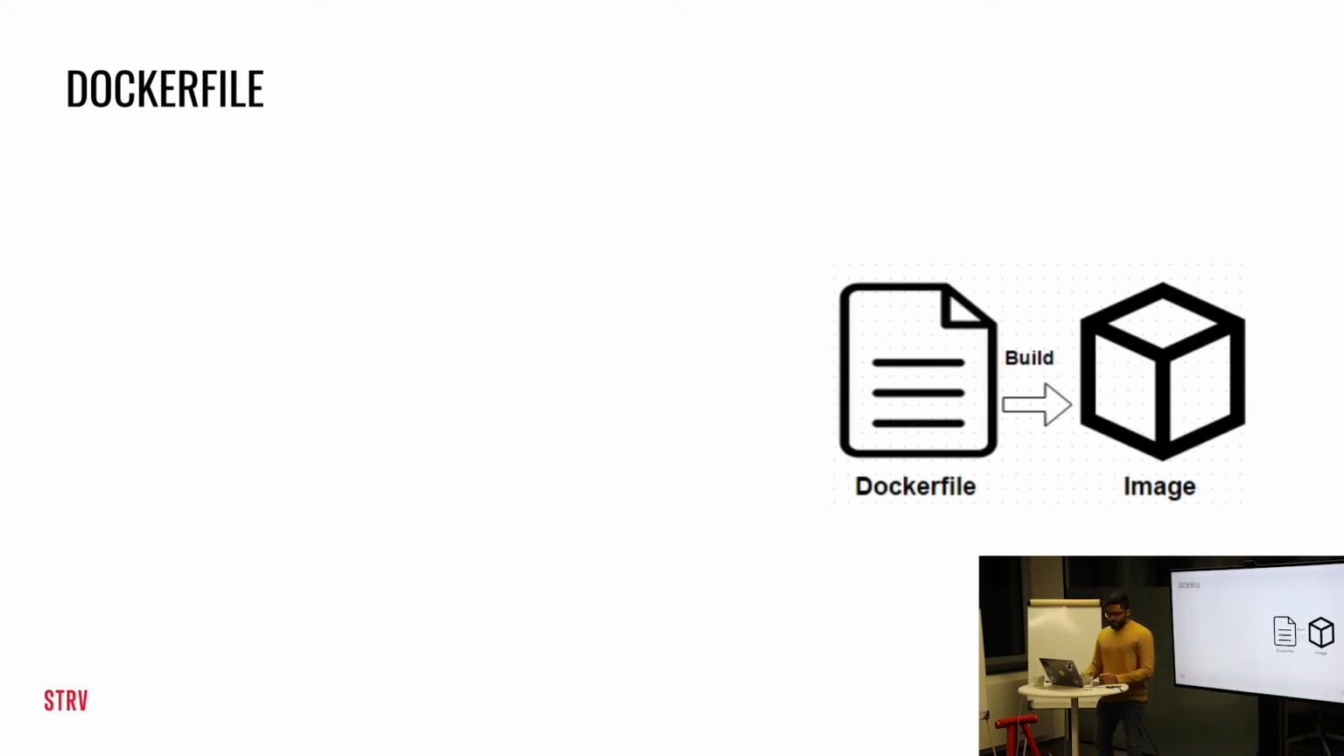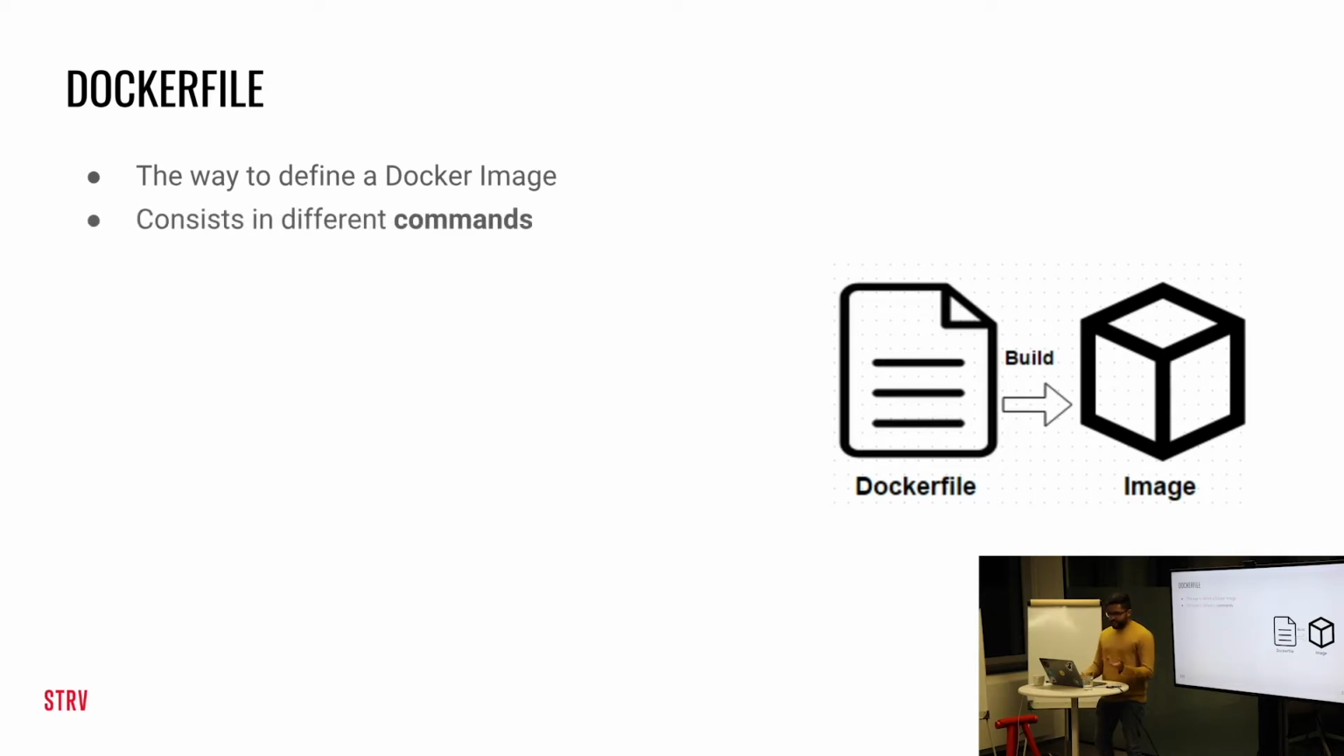So now let's start talking about the Dockerfile, which is basically the file that we use to define an image. So it's the way to define a Docker image, as I mentioned. And it consists of different commands. It contains many commands, but some are optional and others are not. So the first and the most important one is the FROM command, which says from which image I will start building this new image.